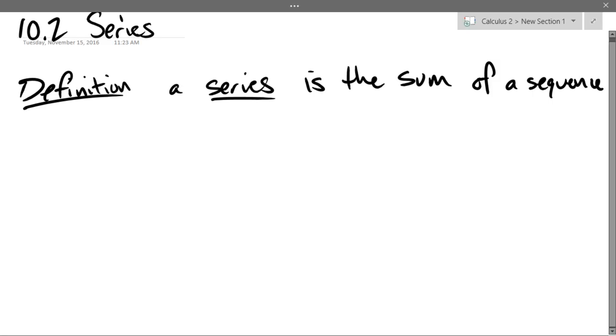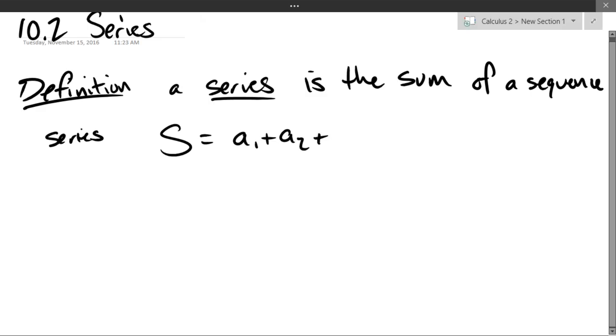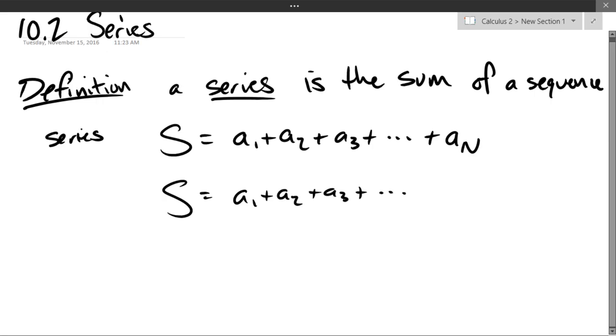So if you want your series, let's call it S, it is going to equal a1 plus a2 plus a3 plus dot, dot, dot, plus aN. We'll go with a big N here. There's two types, and the second one is a1 plus a2 plus a3 plus dot, dot, dot. The first one is a finite series, and the second one is infinite.